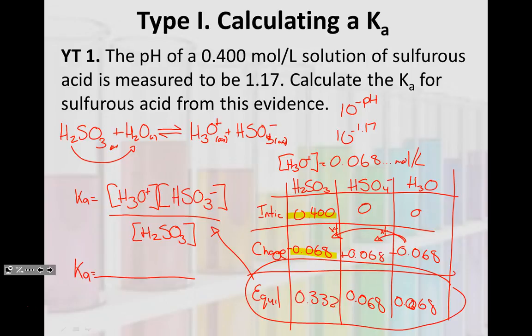So then I take all those numbers and I can put them into my Ka formula. Both of the products are in the exact same concentration, so I'll just go 0.068 and I will square that over the 0.332.